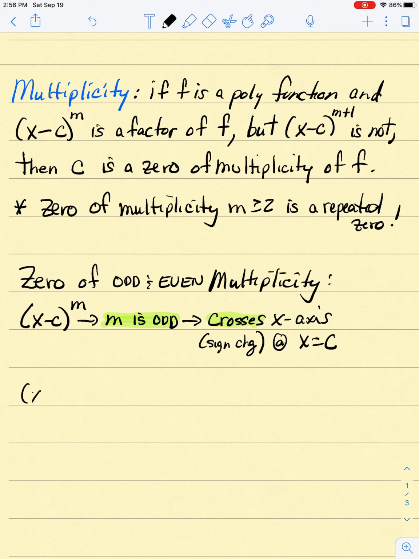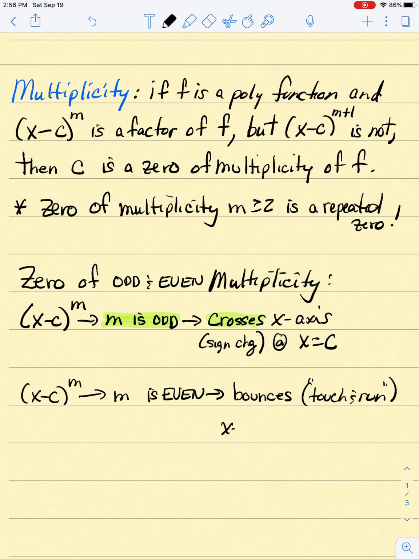Second situation: if (x - c)^m, we observe m is even. If m is even, our graph bounces, or sometimes we say touch and run, whatever little catchy phrase we want here, at the x-axis at x equals c. That's going to happen if m is even. Touch and run, or it bounces.